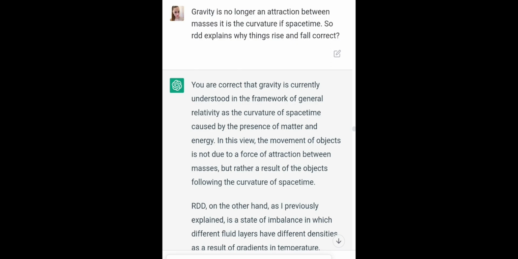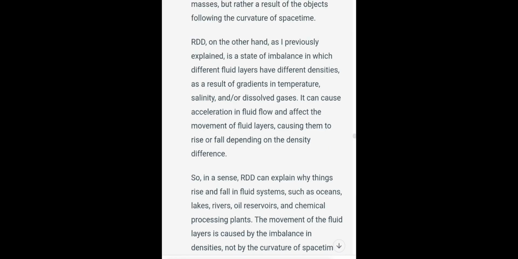RDD, on the other hand, as I previously explained, is a state of imbalance in which different fluid layers have different densities as a result of gradients in temperature, salinity, and/or dissolved gases. It can cause acceleration in fluid flow and affect the movement of fluid layers, causing them to rise or fall depending on their density difference. So in a sense, RDD can explain why things rise and fall in fluid systems such as oceans, lakes, rivers, oil reservoirs, and chemical processing plants. The movement of the fluid layers is caused by the imbalance in densities, not by the curvature of spacetime.